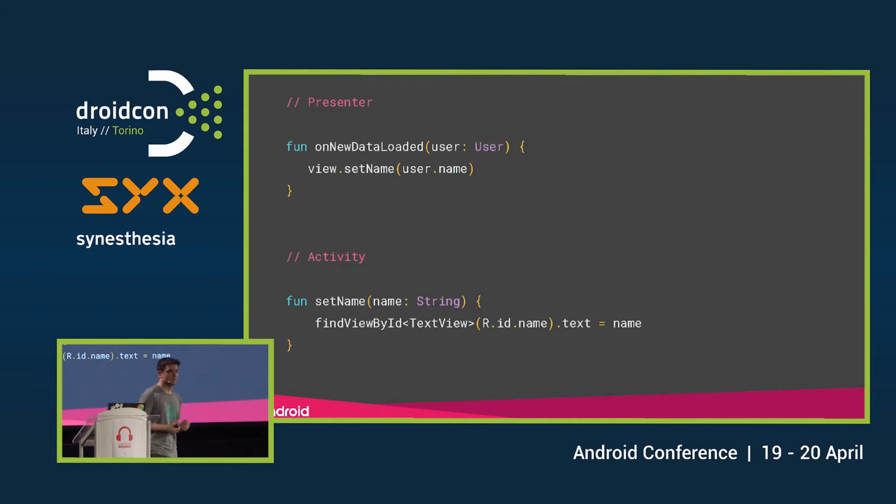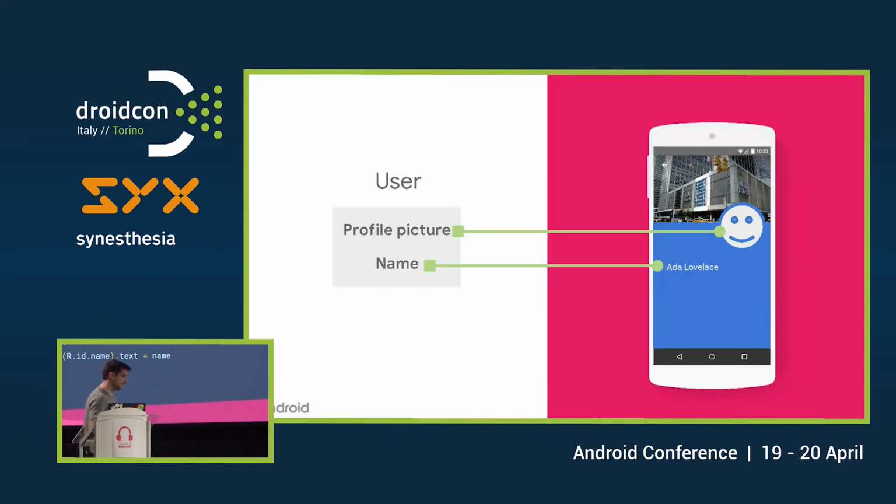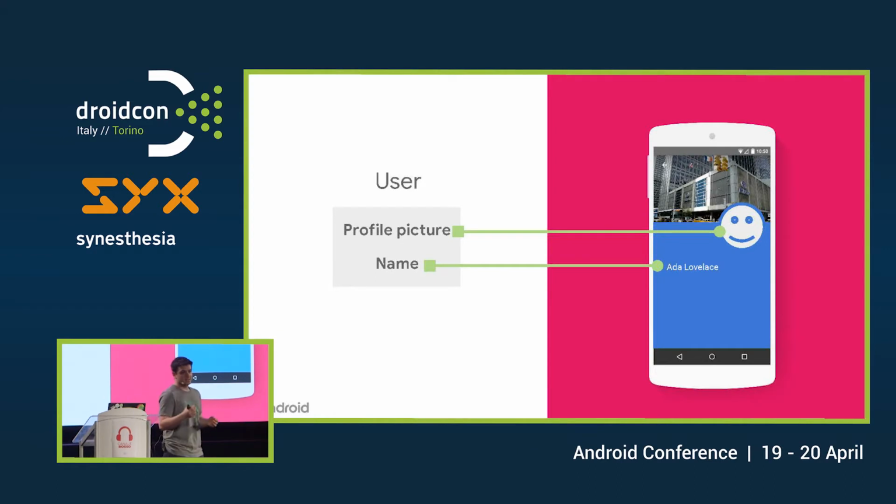Then, for example, in the activity, you have a method, in this case, setName, that takes a string. The activity is responsible for finding the view that it has to change, and then assigning a new value to an attribute. In this case, name to the text attribute. Now, data binding is not about doing this. It's actually about avoiding UI calls. It's more about configuring what you want to show on a screen.